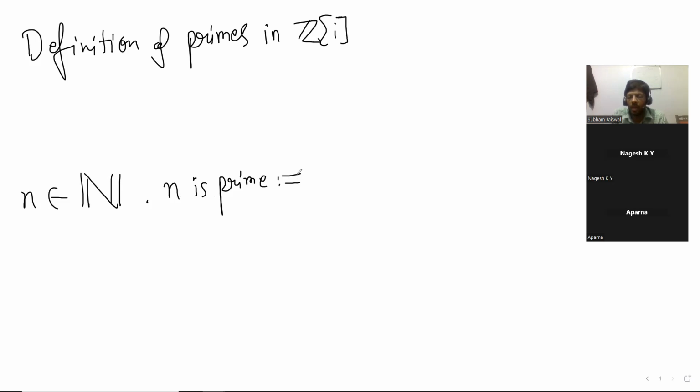So n is prime, and so we can say that n is equal to AB implies that either A equal to plus minus 1 or B equal to plus minus 1. Maybe this is fine, right?